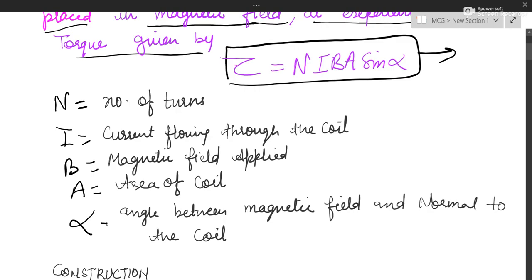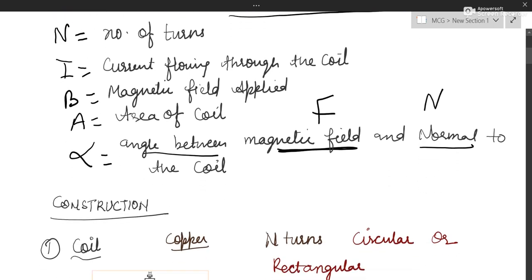And what is alpha? Alpha is important. Alpha is the angle between magnetic field and normal. So it is the angle between magnetic field and normal.